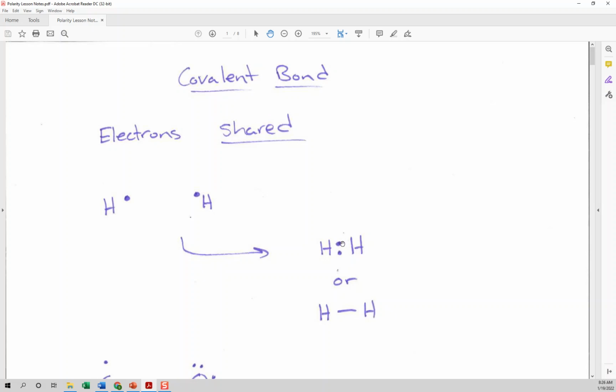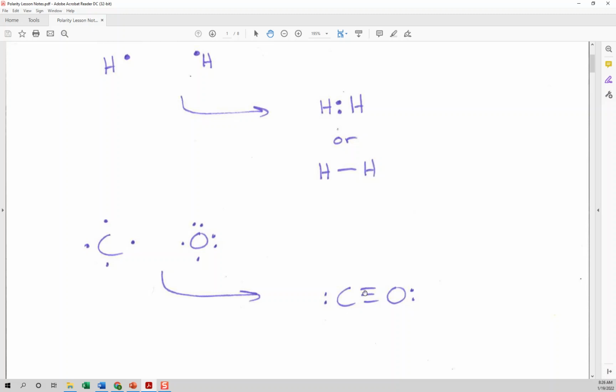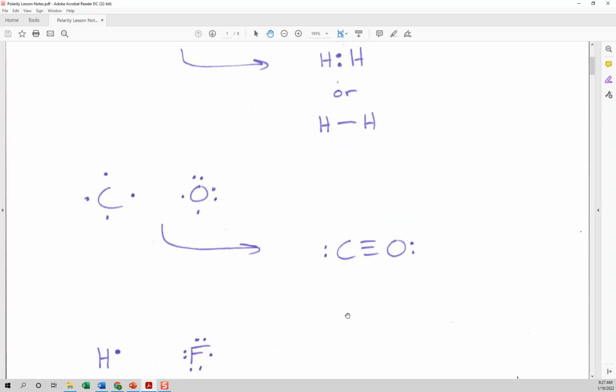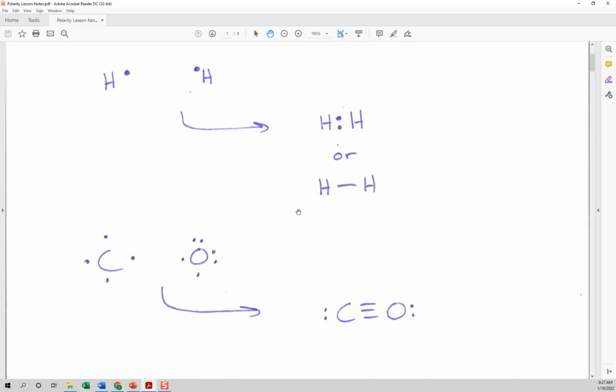All right, so a covalent bond is when electrons are being shared. So you can write it like this, or you can write it like this, but this is 2 electrons being shared between the hydrogens. Here we have a triple bond, a triple covalent bond. We have 6 electrons being shared between the carbon and the oxygen. Here we got another single covalent bond, 2 electrons being shared between the fluorine and the hydrogen. So let's look at these bonds and identify them as polar or non-polar, and then maybe we'll lead to it.